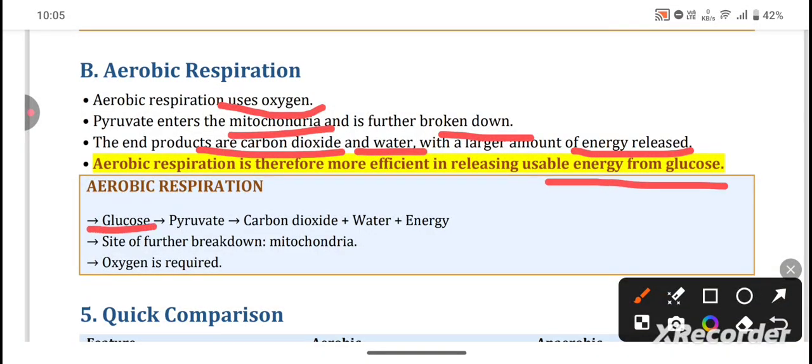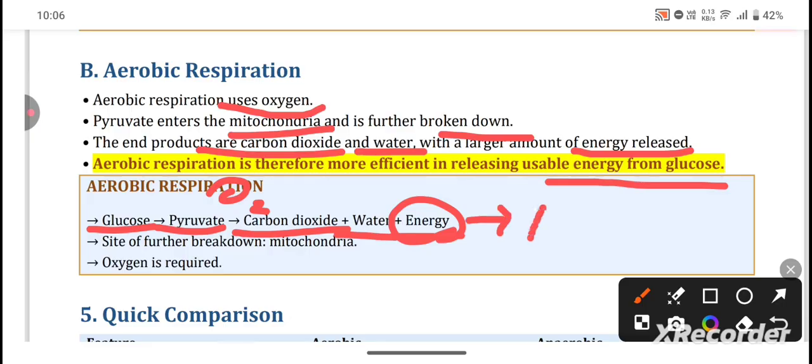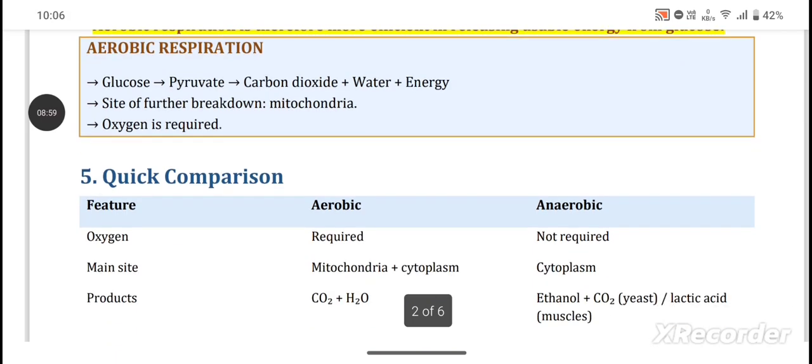So glucose is converted into pyruvate, and the pyruvate upon oxidation gives carbon dioxide, water and energy. And this energy is stored in the form of ATP in the mitochondria. So the energy may be immediately utilized by the cells, or else it is stored in the form of ATP in the mitochondria. So the site for the further breakdown of pyruvate is the mitochondria, where oxygen is utmost required for aerobic respiration. So let's see a quick comparison.